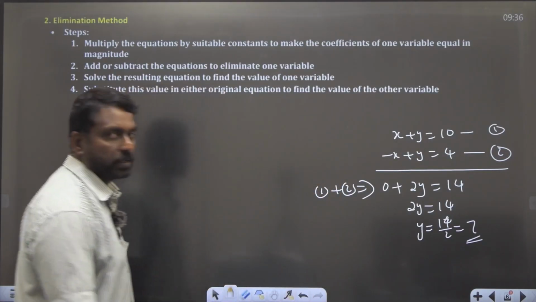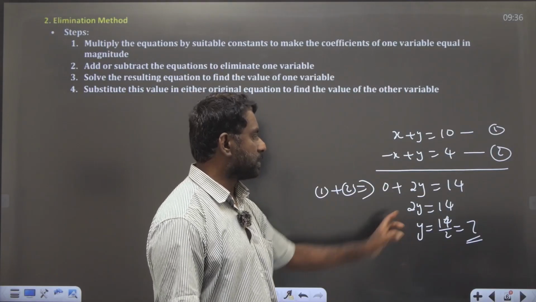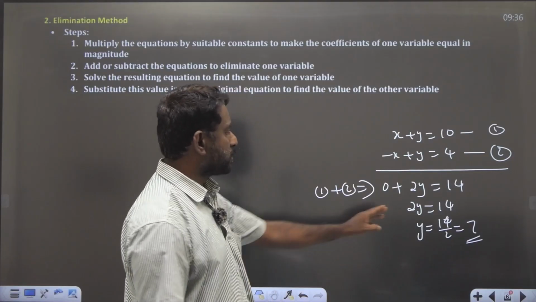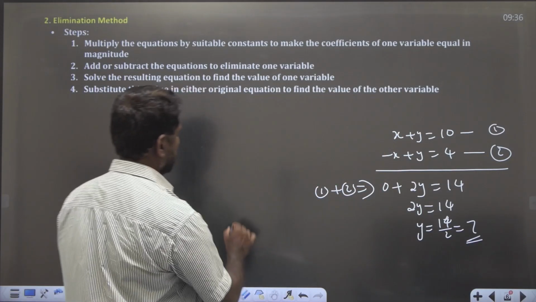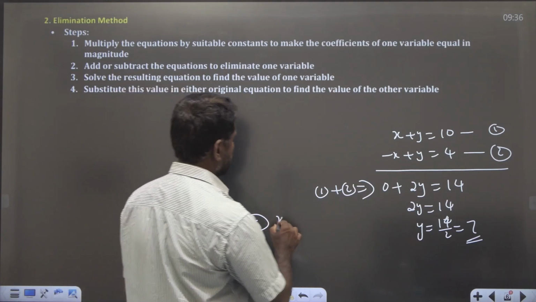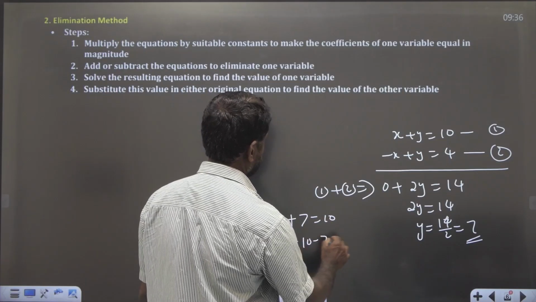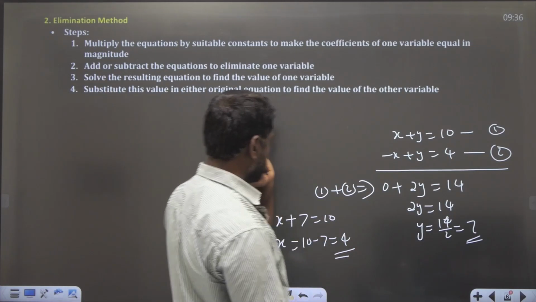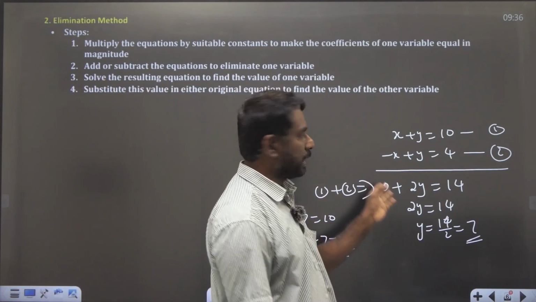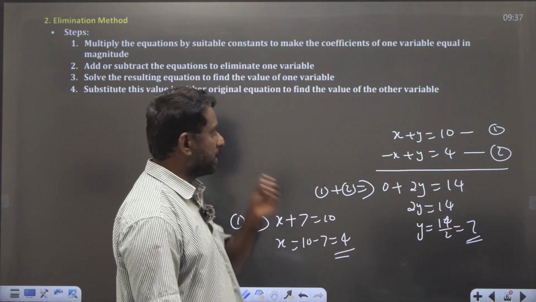This is the method of elimination. Here x was eliminated first, and we get y. Now you can take either of the two equations and substitute the value of y. Take equation 1: x plus y, that is 7, equal to 10. What is x? 10 minus 7, that is 3. This is called the elimination method. If we eliminate x, we get y. If we eliminate y, we get x. We can eliminate x or y.